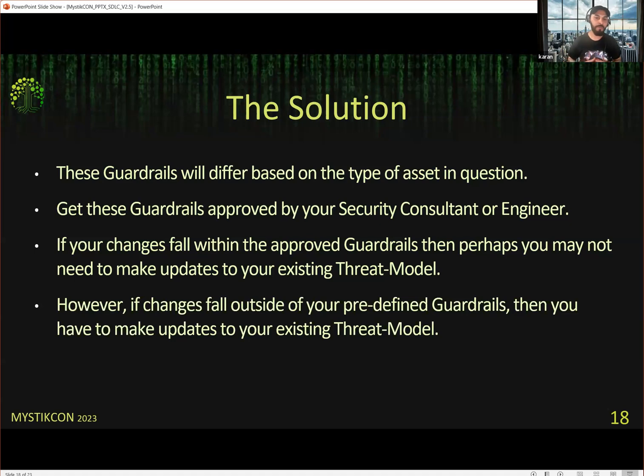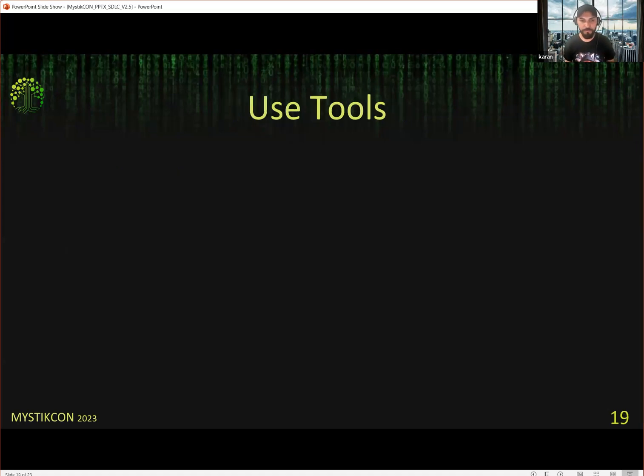At the same time, however, let's say you have fully changed the way you handle authentication for your web application. Now, that change falls outside of your predefined security guardrails. Therefore, to reassess the risk, you have to make changes to your existing threat model. That means you probably have to reevaluate how that change affects that existing asset. Therefore, that triggers an update to your existing threat model.